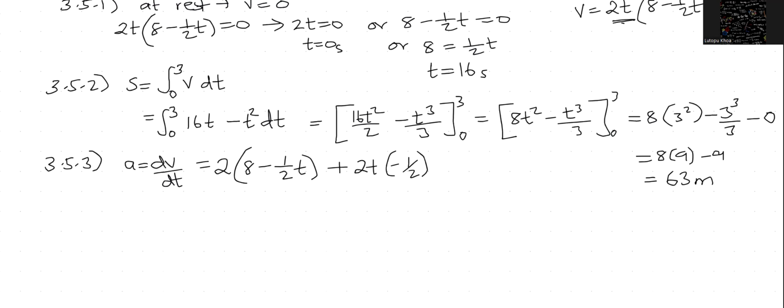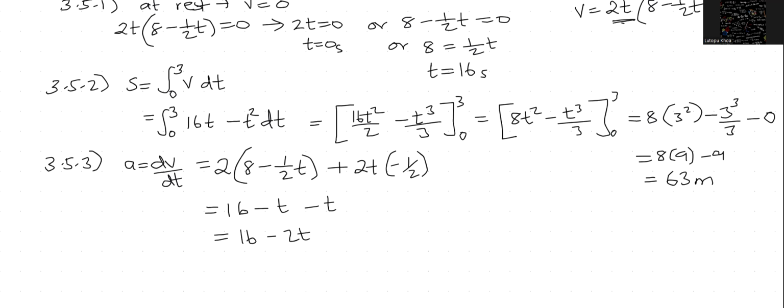Okay, we multiply out the brackets. This is 16 minus t minus t. Okay, and this gives us 16 minus 2t. And if you differentiated this, you get 16 minus 2t. So either way is fine.